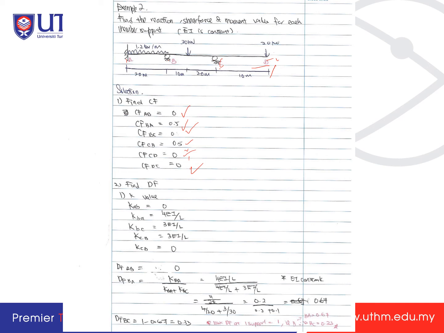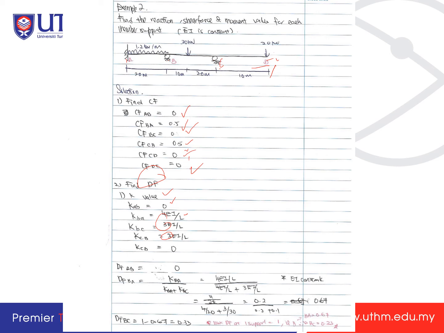Okay, so after you get the CD, then you will get the DF. For the DF, you need to get the K value first. KAB is 0 because it's free end, fixed end. KBA is 4EI over L because it's roller to fixed end. KBC is now 3EI over L because it is roller to roller end. And KCB is also 3EI over L because this is from the roller end to the pin. It's roller end to the roller.